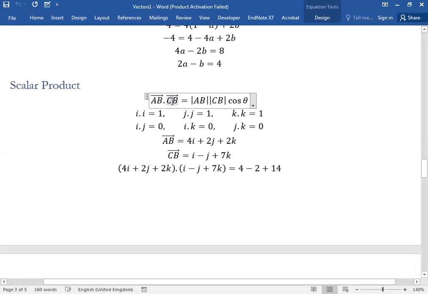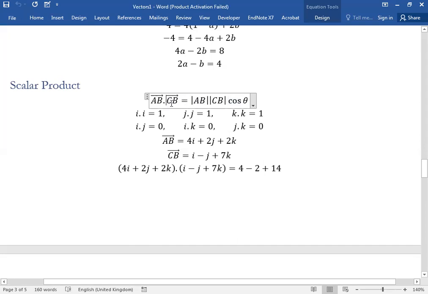So there are conditions where two vectors multiply and give you a scalar. The dot product is taken as the magnitude of the two vectors and cos theta, where theta is the angle between the two vectors.